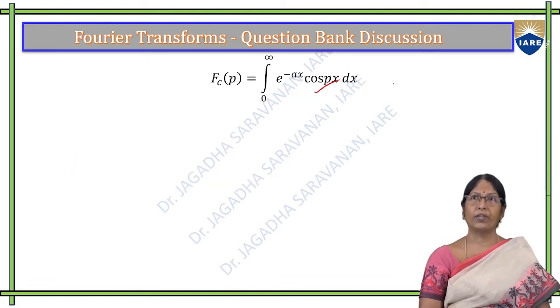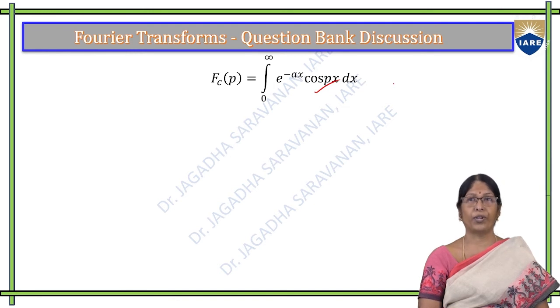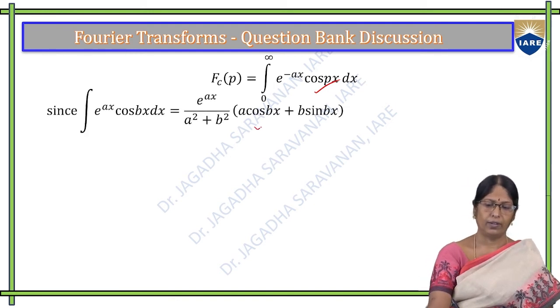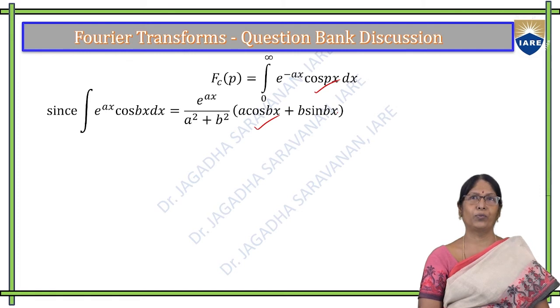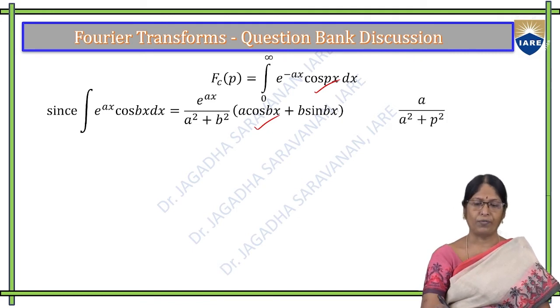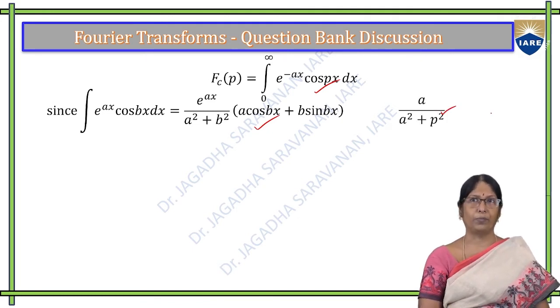This is the formula we recalled. That is our Fourier cosine. Again, as I already told you from the starting onwards, this is e power ax sine bx, e power ax cos bx. These two formulas will dominate in Fourier transform like anything. So after applying, this is the result we obtained.